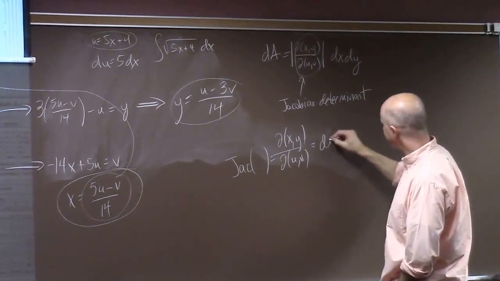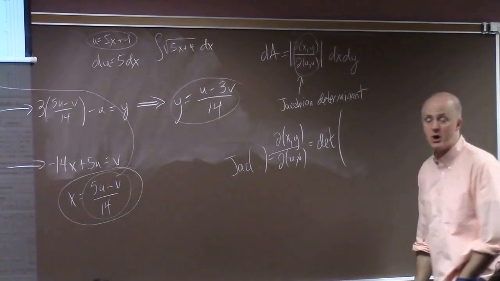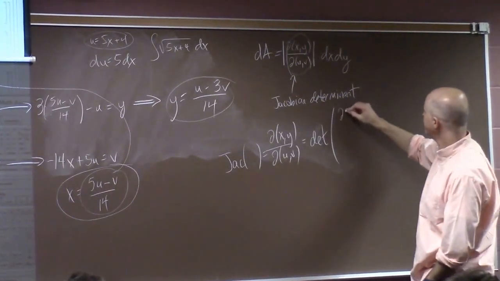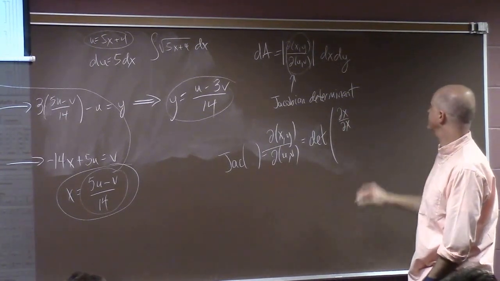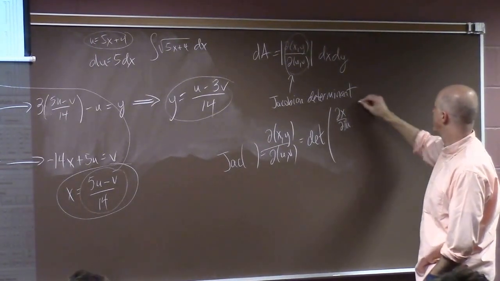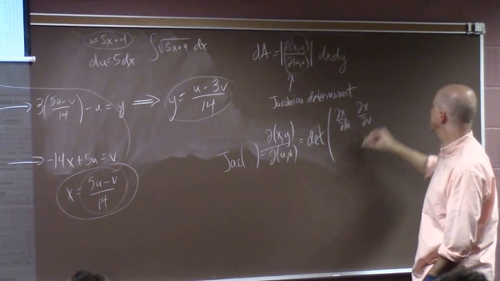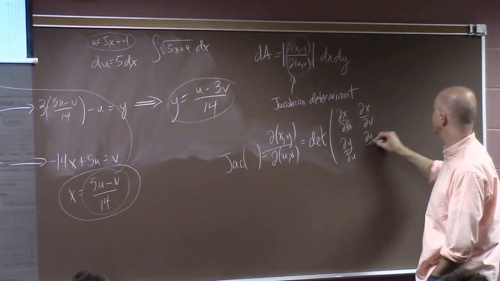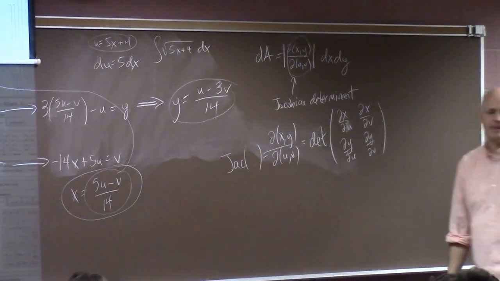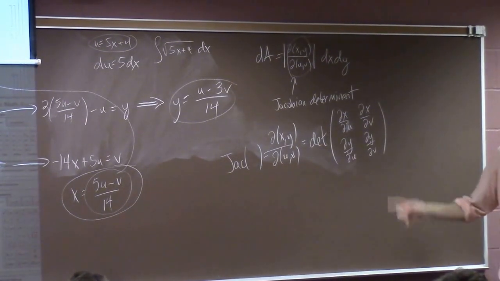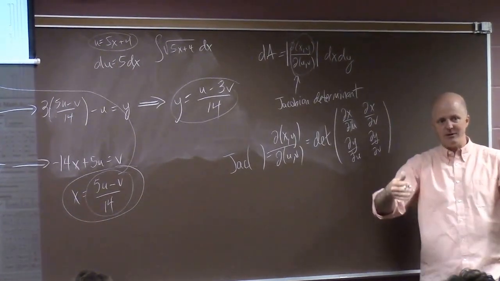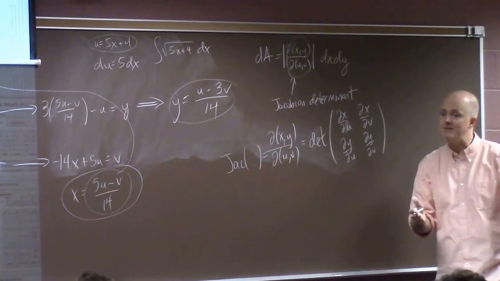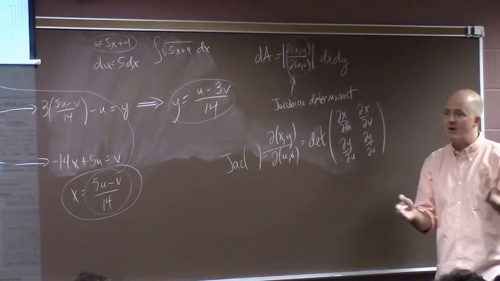What determinant is it? It's the determinant of what's called the Jacobian matrix. It's a matrix of first order partial derivatives: partial of x with respect to u, partial of x with respect to v, partial of y with respect to u, and partial of y with respect to v. The book uses the absolute value notation for the determinant, but that's a little bit misleading because determinants can be negative. So I'm avoiding that here.